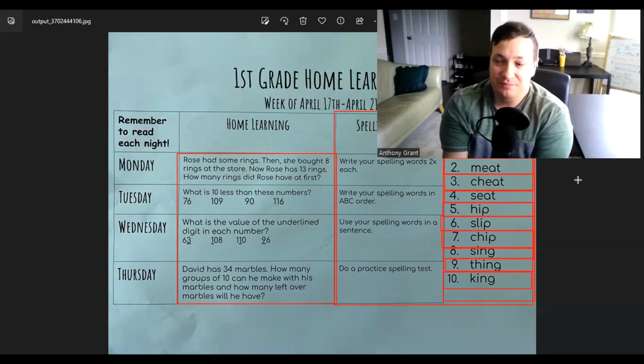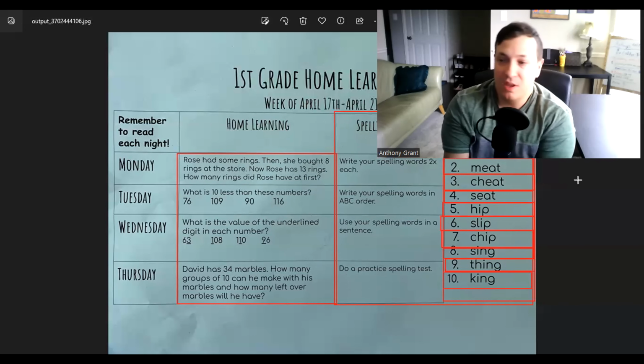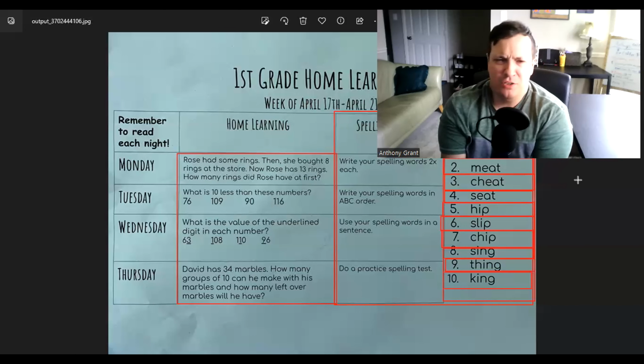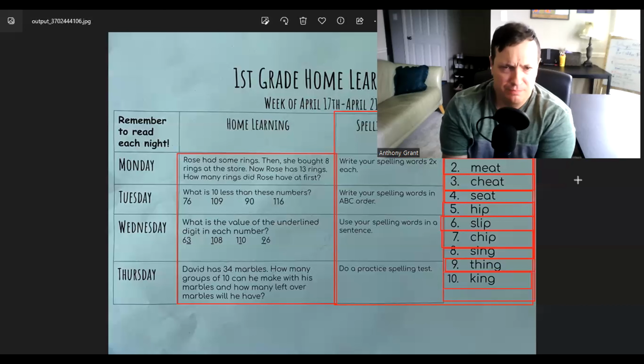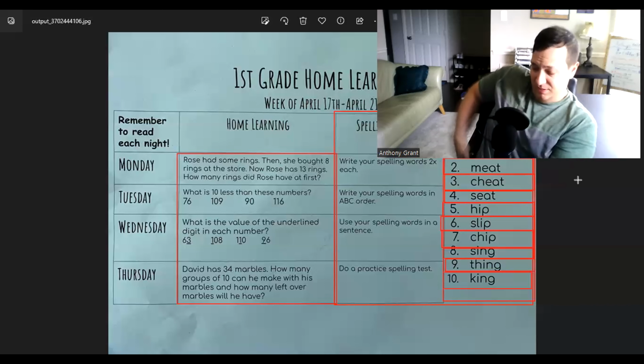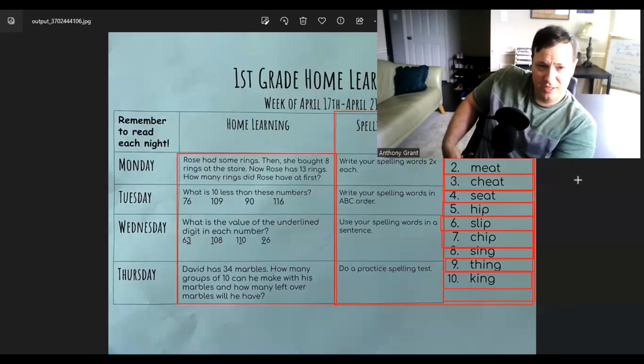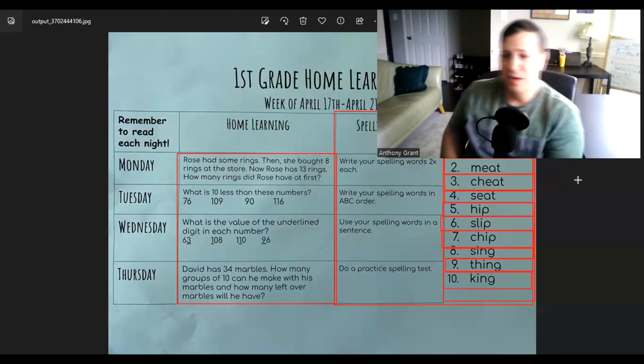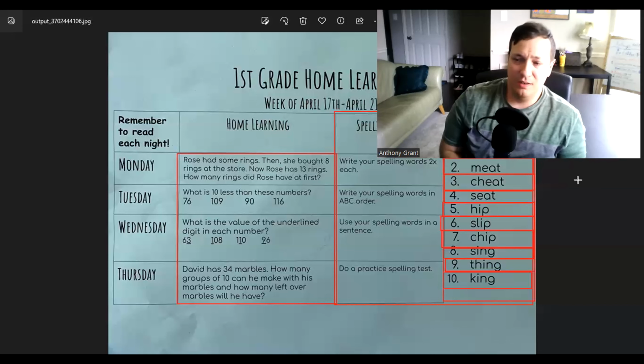Next is seat. Seat, that's where you sit. So be in your seat by 8 a.m. And next is hip. Let's go ahead and say this is the body version of hip. So hip is this part right here. It's where your leg attaches to your upper body. We could say grandma hurt her hip.